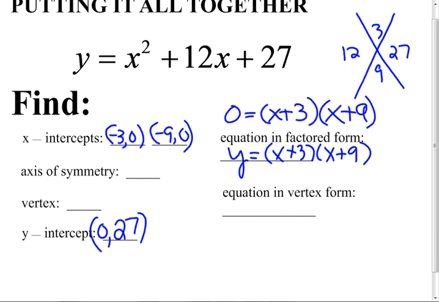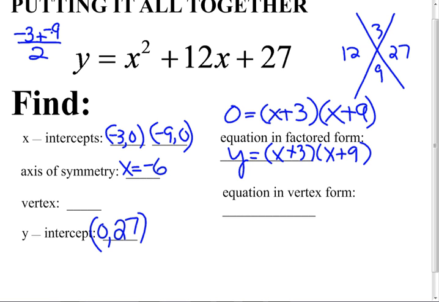Okay, do you remember how to get the axis of symmetry? Right down the middle, halfway between these guys. Negative 3 plus negative 9, divided by 2. Negative 12 divided by 2 is negative 6. So x equals negative 6.